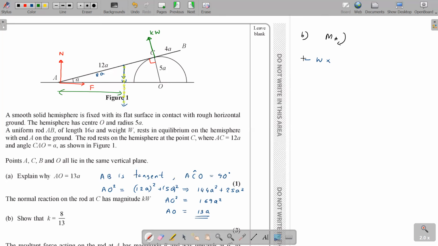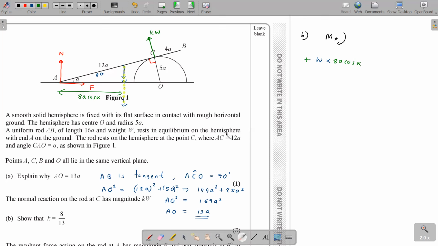Sorry, it's clockwise. I'm sorry, this is clockwise, right? From A, when W pulls down, it's clockwise. Yeah. So what do we have here? How much is this distance? This is going to be 8A cos alpha. Do you agree with me? It's 8A cos alpha. So W into 8A cos alpha.